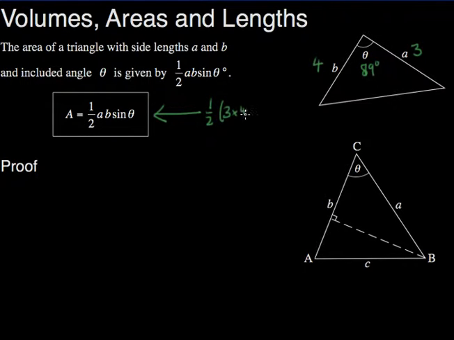3 times 4 sine 89, which you would type into a calculator, but make sure you're in degree mode. But why is it this formula? That's found looking at this particular triangle.